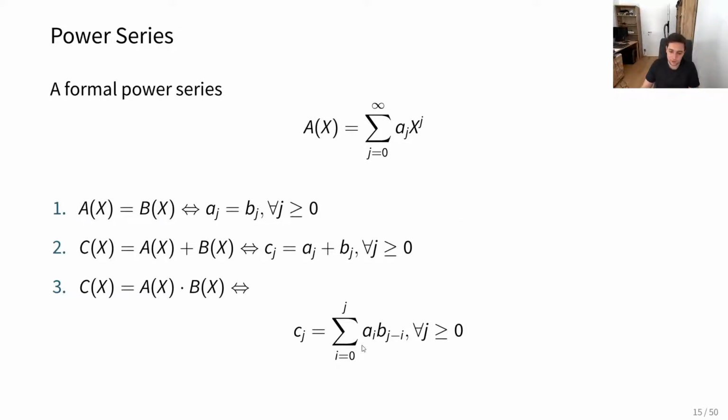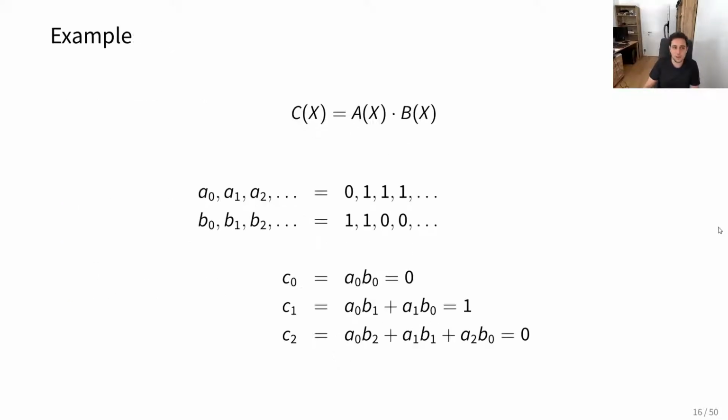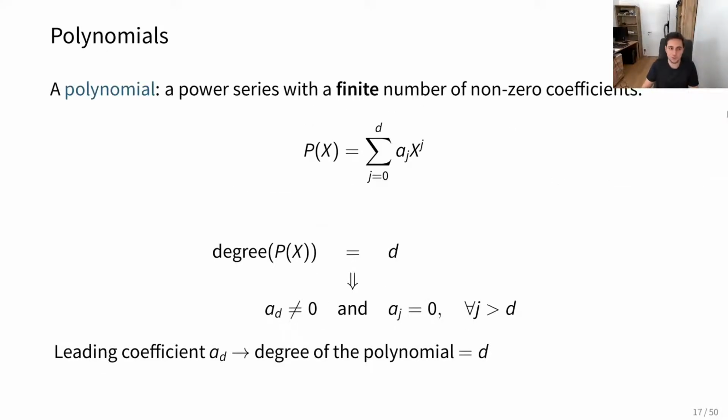Then we have a different rule, which is that the single coefficient of the new power series is a sum of products of the previous coefficients. So this is very basic still. And an example, I'm not going through this example now, but I can verify that this is true. But what I really want to get at is polynomials.